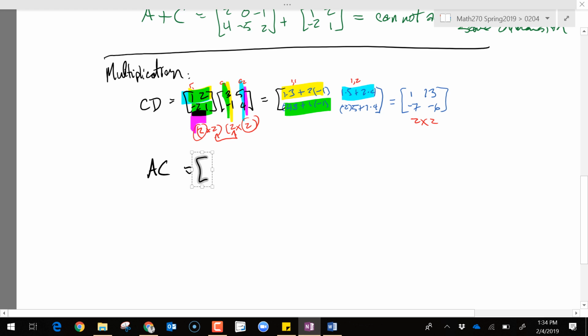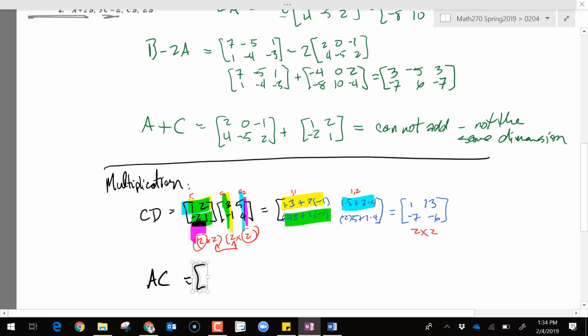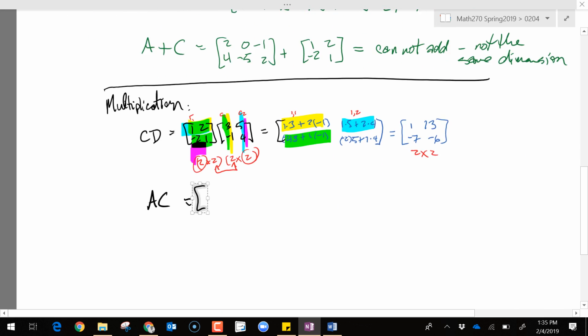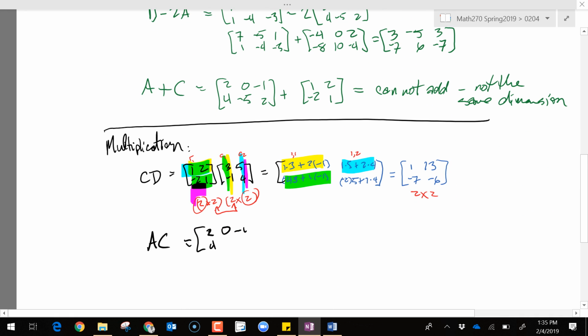I think we can't do this. So AC: A is the matrix 2, 0, negative 1, 4, negative 5, 2. Multiply that with 1, 2, negative 2, 1. That's C.